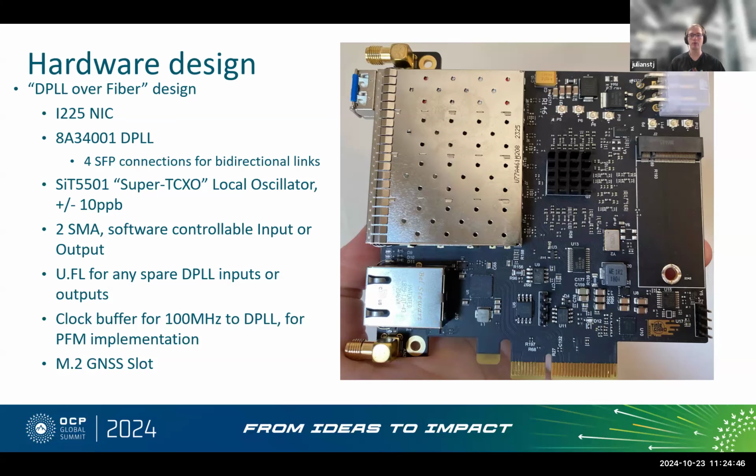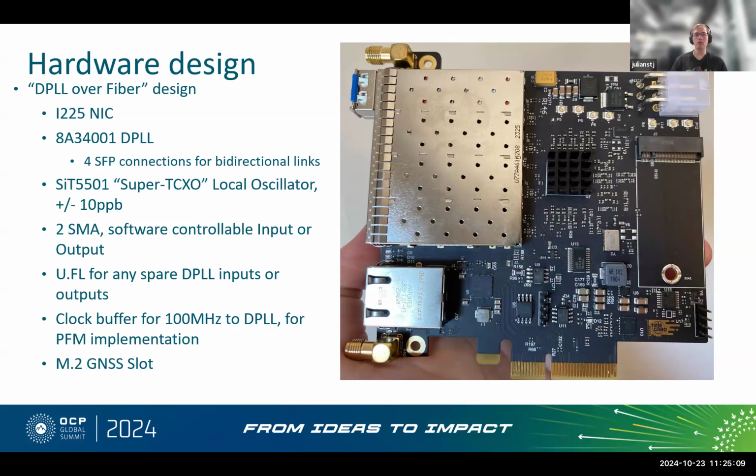So there's 2 input channels on the DPLL, so you could use both SMAs as inputs, or you could use both SMAs as outputs. And there's a bunch of UFLs on the board, if you can see near the top of the board. Those are connected to either unused pins from the DPLL, or a lot of DPLL outputs are differential, but I only use one end. So the other end will be connected to a UFL for measurement purposes or calibration.